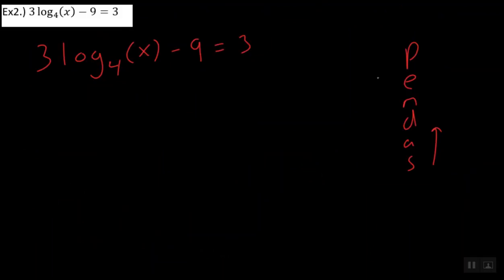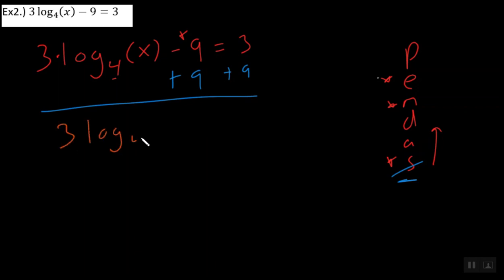Okay, here in example 2, we have 3 log base 4 of x minus 9 is equal to 3. Well, notice we have some subtraction here with the minus 9. We have our multiplication with that 3, and this logarithm base 4 is going to serve as our exponent. Okay, so what in the world do we do? Well, let's first get rid of our subtraction by using addition. And we can now say we have 3 log base 4 of x is equal to 3 plus 9, which is, of course, 12.